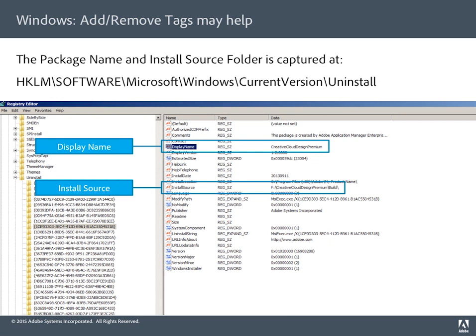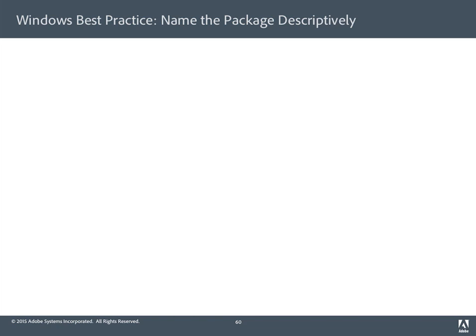On Windows, a solution may be to look at the reg keys on the destination computer. When you use CCP, it also writes the package name and source folder to the registry. The display name is the name of the package, and the install source is the folder from which the product was installed. So then, by carefully naming your install packages, you can query and count your installs. Adobe's suggestion is to call each package a descriptive name.